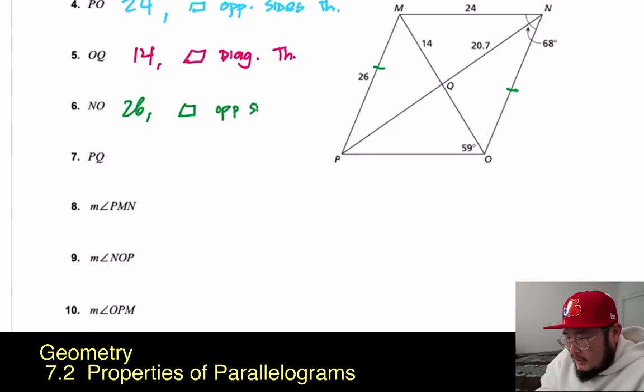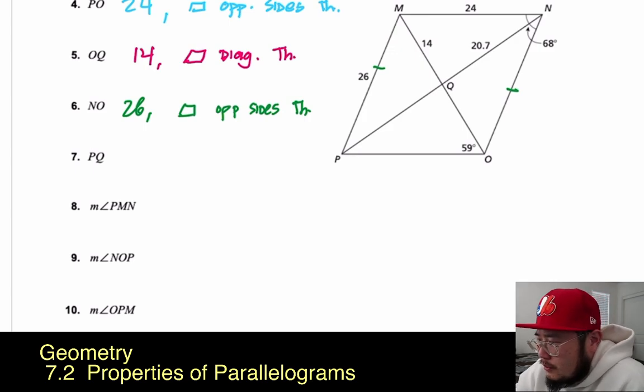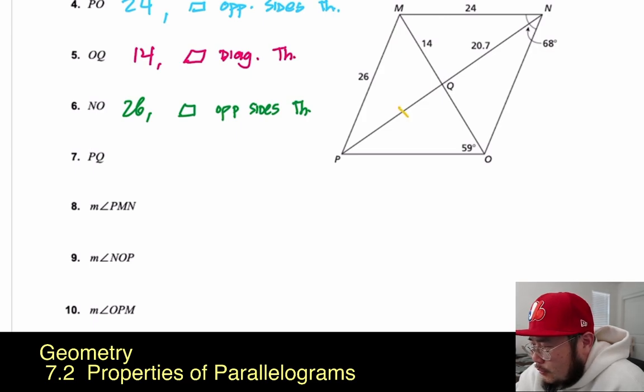Next up for number 7, they're asking us for P to Q. Okay, so that looks a little familiar again. P to Q is right here. I should know that diagonals bisect. So if Q to N is 20.7, P to Q is also 20.7. And we have parallelogram diagonal theorem.